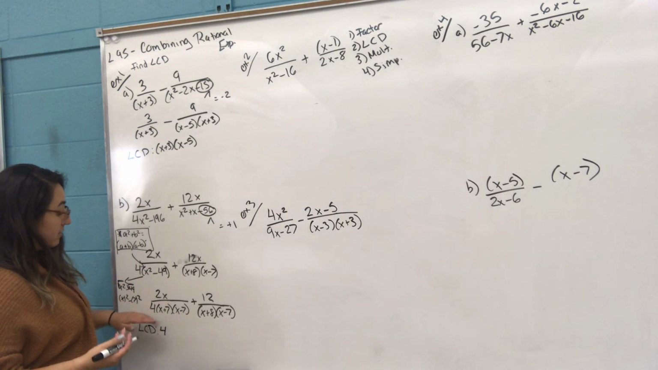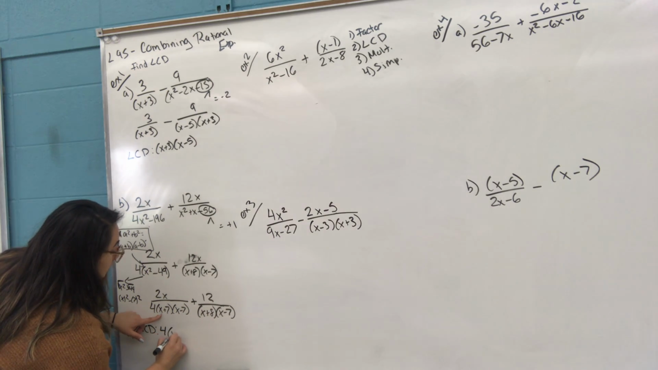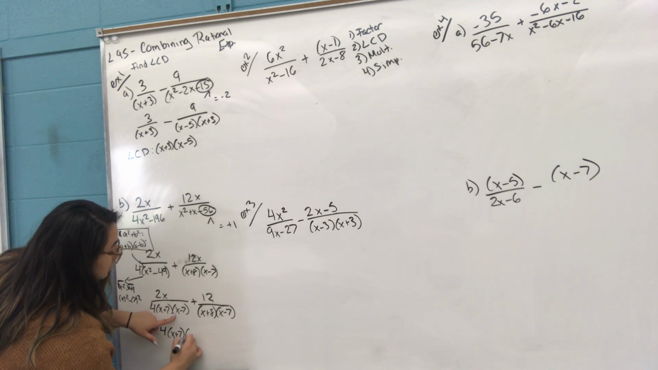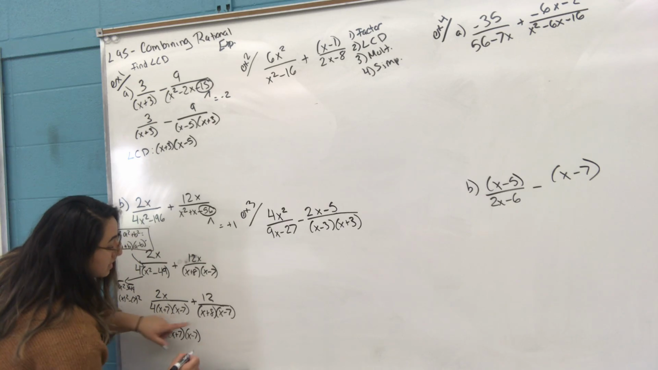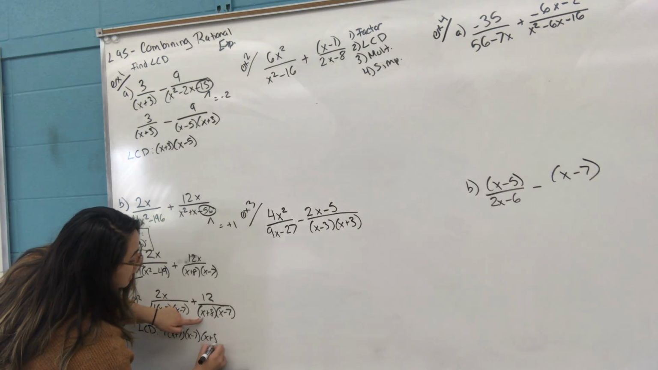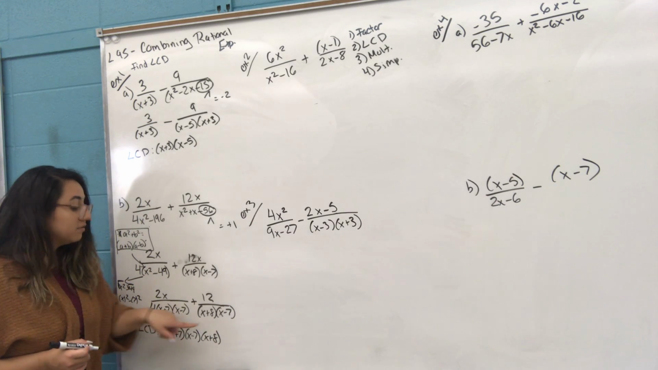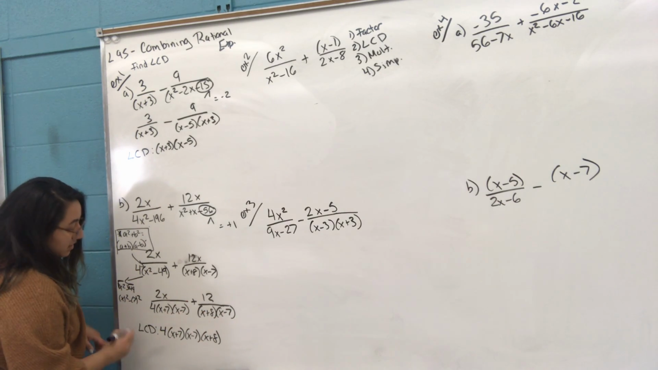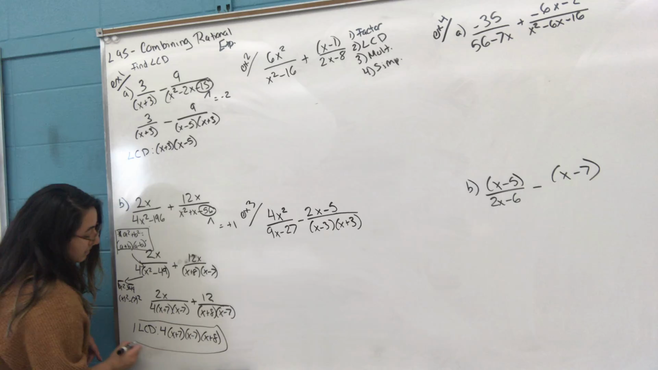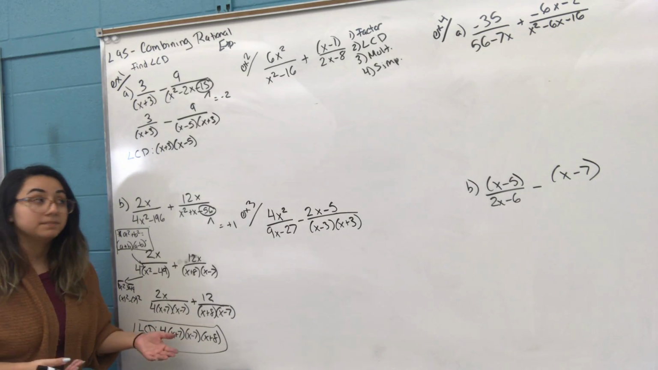Now let's go ahead and look at the factors here. This has a factor of x plus 7. This has a factor of x minus 7. This has a factor of x plus 8. And we already wrote down the x minus 7. So you include all the factors in the denominator. So now, your least common denominator is this whole thing right here.